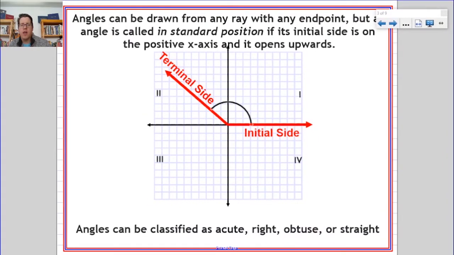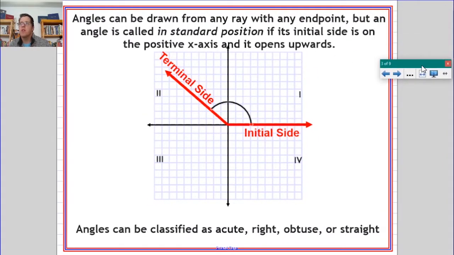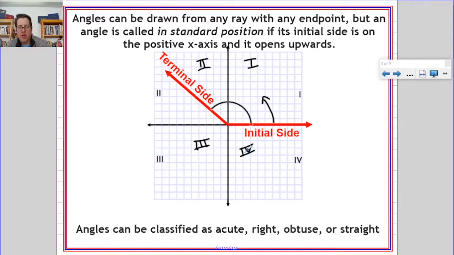You could draw an angle from a ray with any endpoint, but we're going to draw our angles in standard position. So standard position is when you start with the initial side on the positive x-axis and you open upwards to end at some terminal side. This is actually why the quadrants are numbered in this strange order of 1, 2, 3, 4, because that's the order through which you progress through the quadrants.